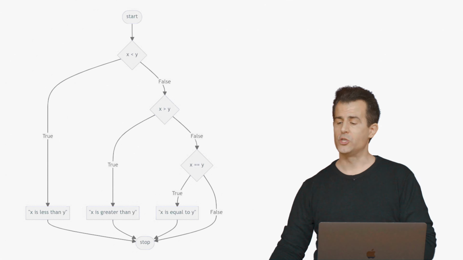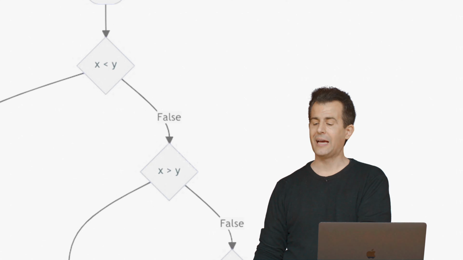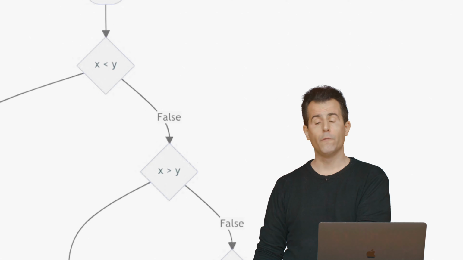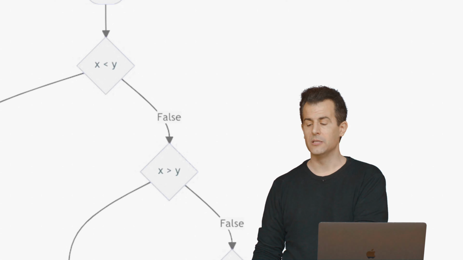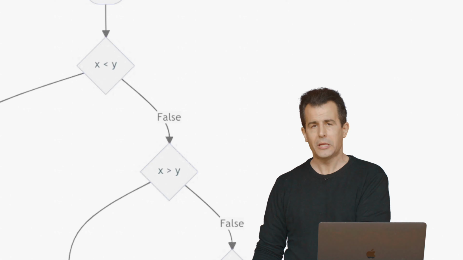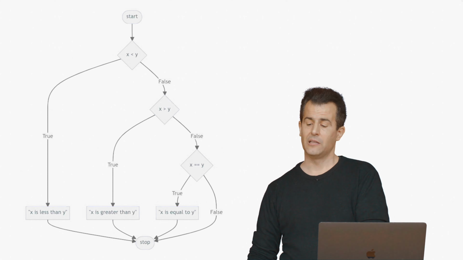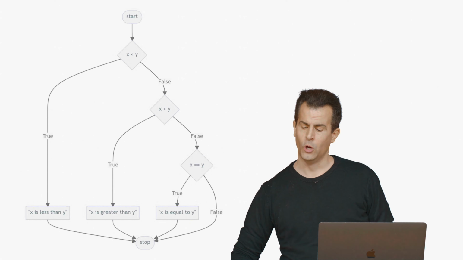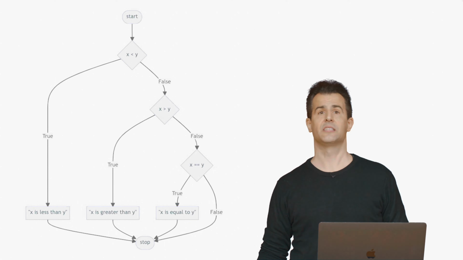Same as before. We start at the very top where it says start. The very first question up here now, x less than y, is an answer of false because no, 2 is not less than 1. So we follow this arrow to the next question, this diamond. Is x greater than y? Well, yes. 2 is greater than 1. So now we follow this left arrow, which is true. We print out, quote unquote, "x is greater than y," and then stop.